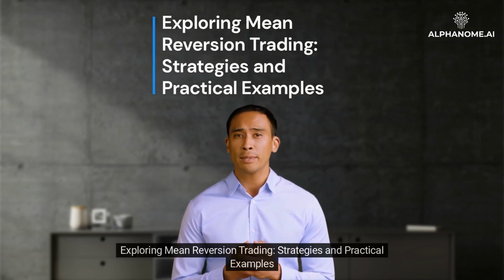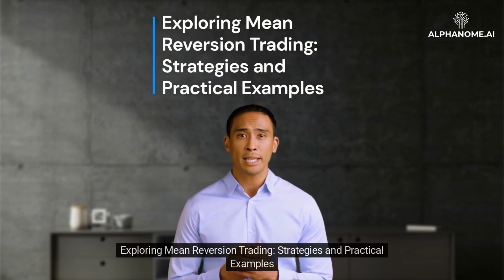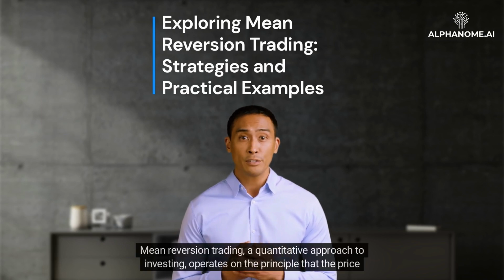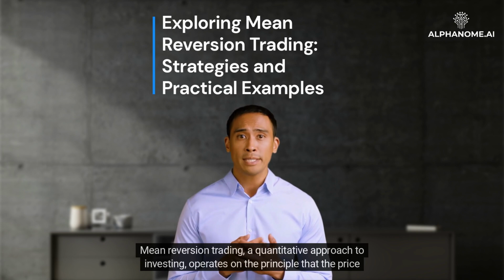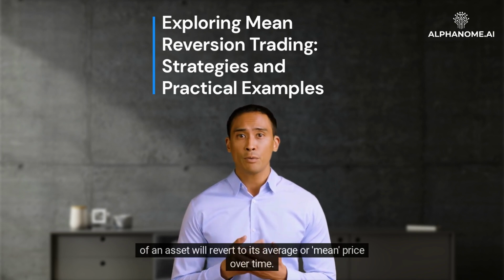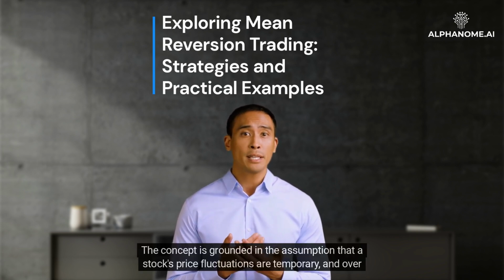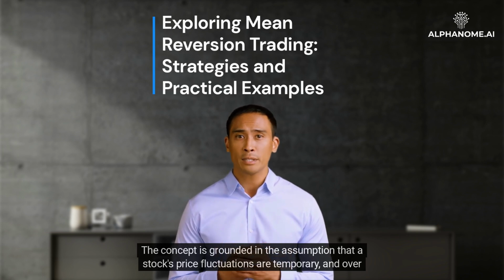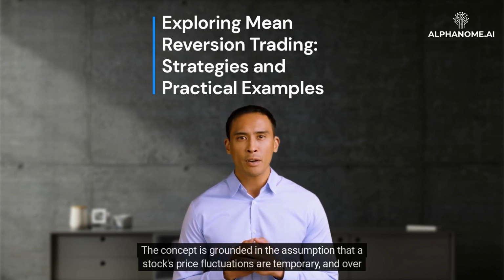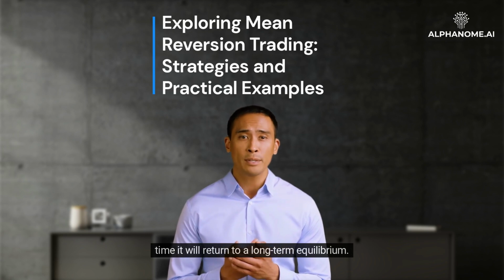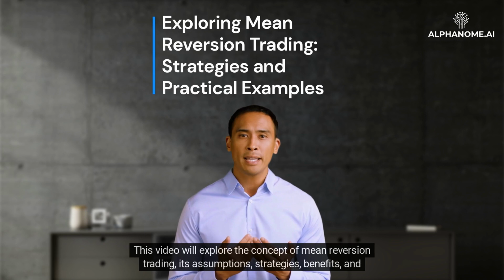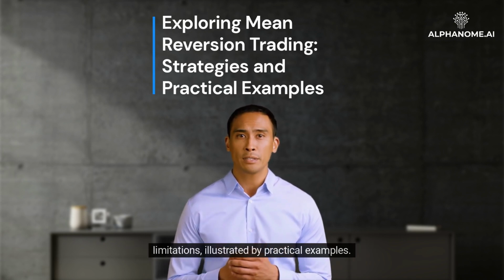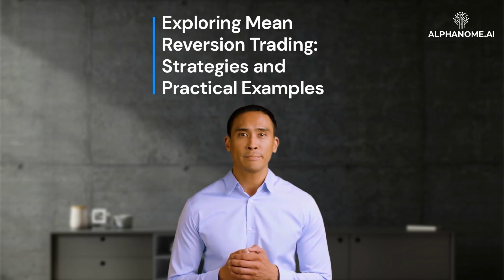Exploring mean reversion trading, strategies and practical examples. Mean reversion trading, a quantitative approach to investing, operates on the principle that the price of an asset will revert to its average or mean price over time. The concept is grounded in the assumption that a stock's price fluctuations are temporary, and over time it will return to a long-term equilibrium. This video will explore the concept of mean reversion trading, its assumptions, strategies, benefits, and limitations, illustrated by practical examples.